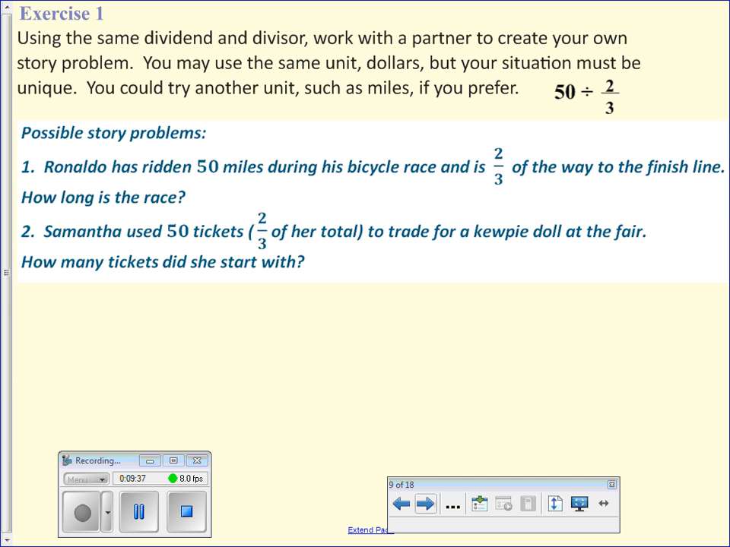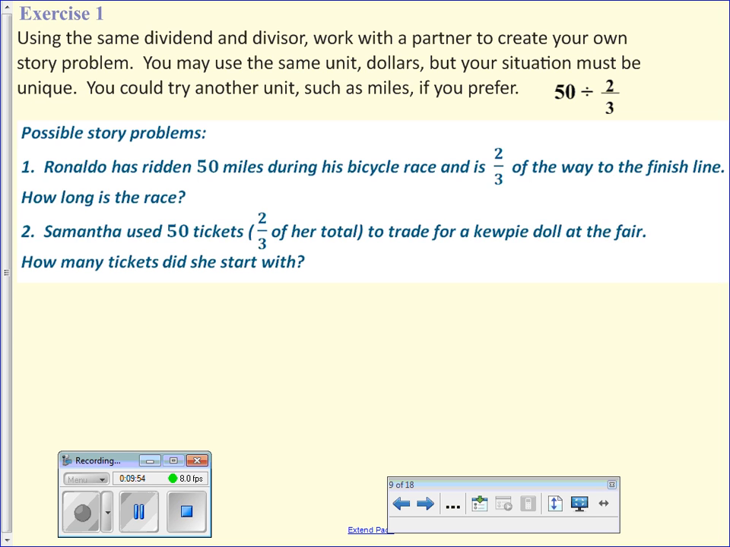So 50 miles is 2/3 of the race. How long is the race? Or Samantha used 50 tickets. She used 2/3 of her tickets. How many tickets did she start with?